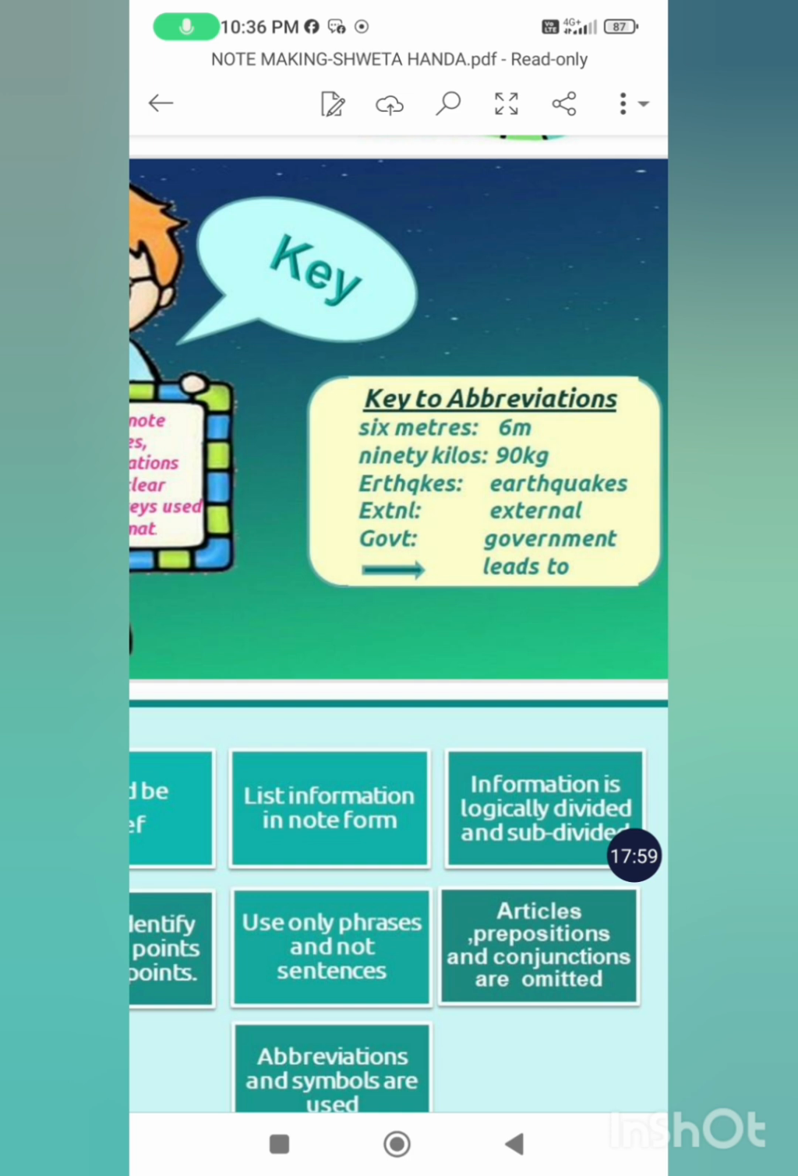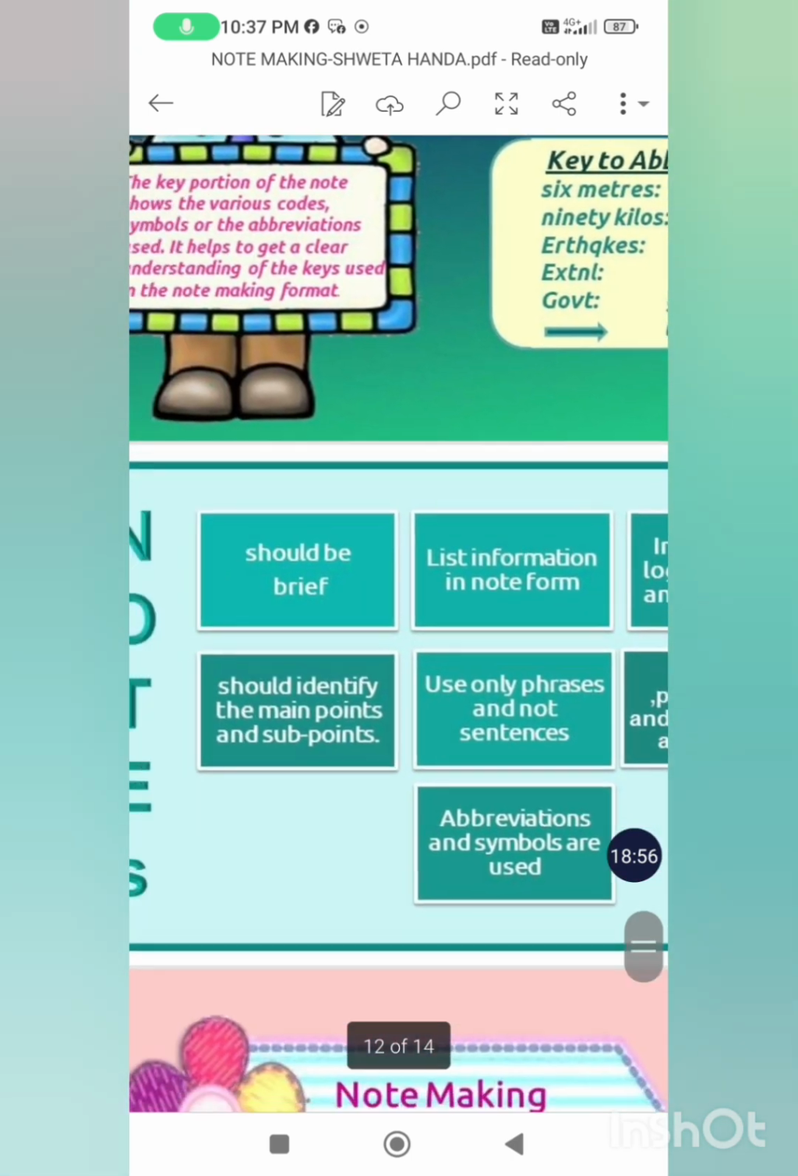Earthquakes. So when you're writing down, make sure that on your left hand side, you're writing down the entire word, and on your right hand side, make sure that you are writing down the shortened form or abbreviated form, right? So in this, it's written earthquakes over here, and external and government and leads to, like this. But over here, if you have written 6 meters, 90 kilos, the entire word over here, then you should have written on the left hand side earthquakes, external, government, and on the right hand side it should have been ERTHQKES and EXTNL, and GOVT, right? I hope you have understood that.